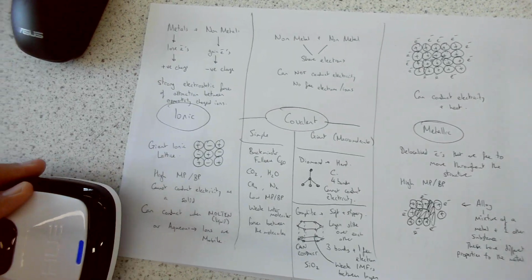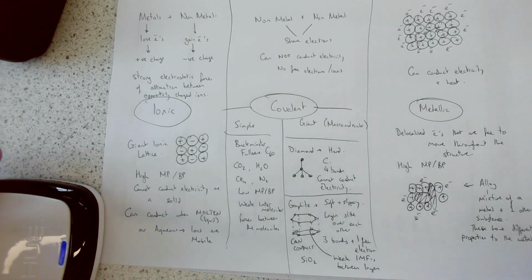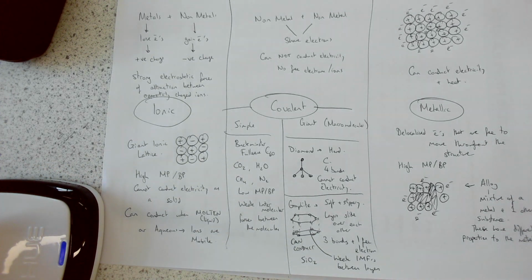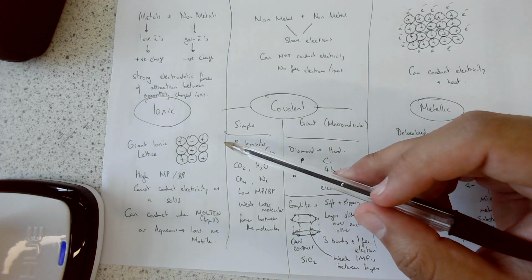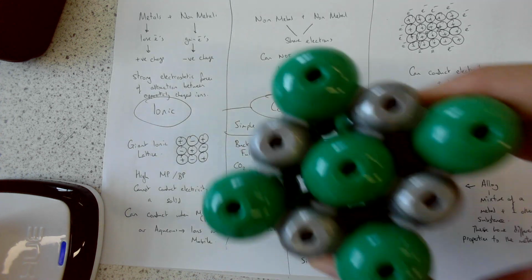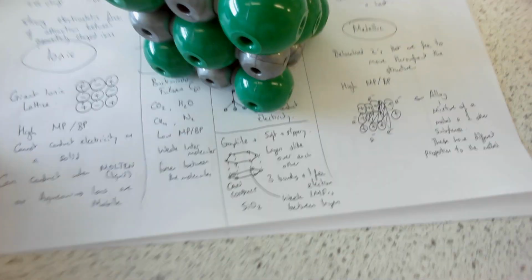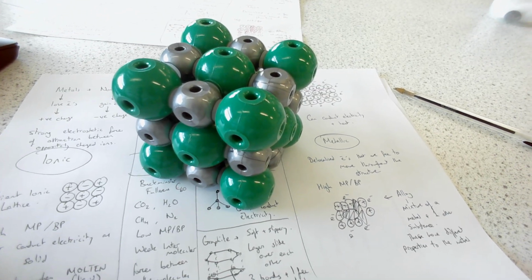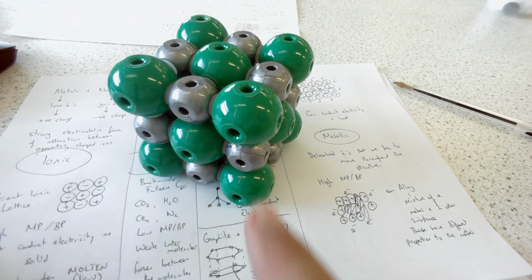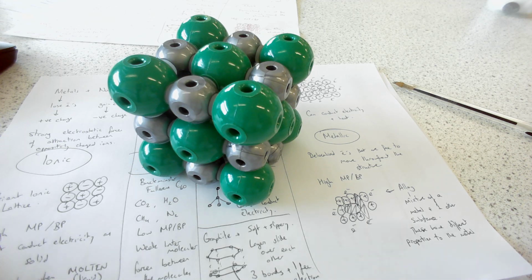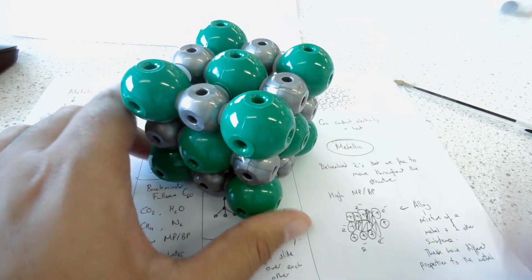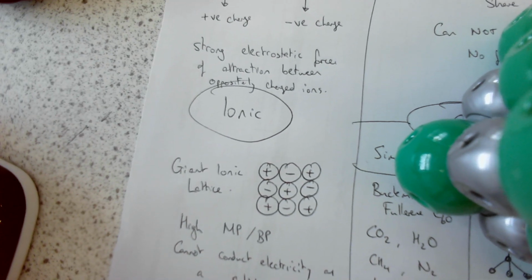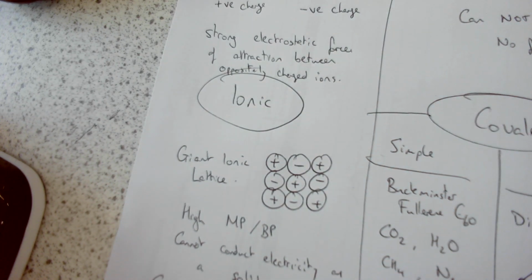Right, I think I'm going to leave it at that. I forgot to show you one thing. My lattice. My ionic lattice. So there's my ionic lattice. Here's my actual ionic lattice. Take a look. Beautiful, isn't it? Here we got positive and negative ions. They're all stuck together. It's really, really hard to pull them apart. Why? Strong electrostatic force of attraction between oppositely charged ions.